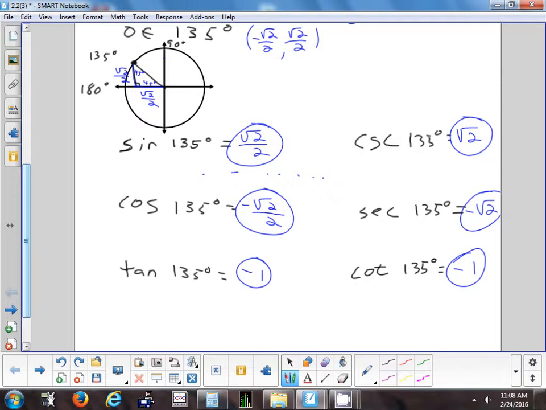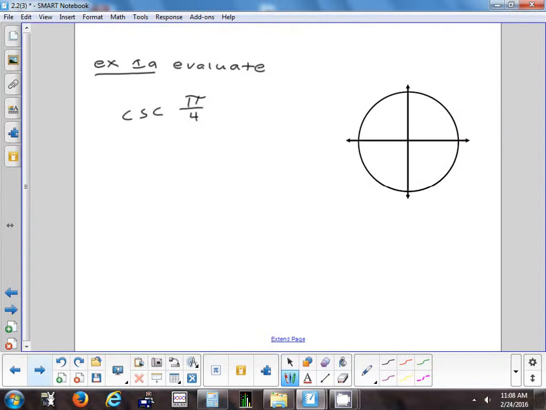Okay, I think that's going to be the only one today where we go through all 6. The rest of them are going to be set up like the test, where I just ask for one of the 6. All right, so cosecant of pi over 4. Hey, Emily, what would you do first here?